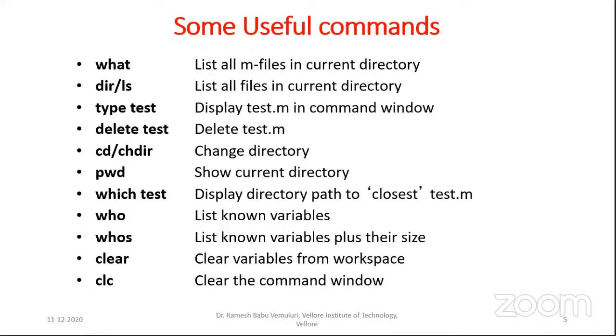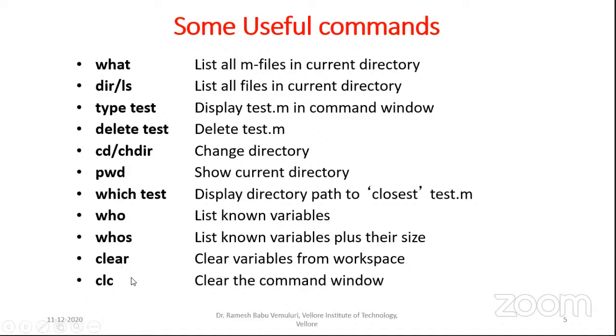And type test displays test.m in the command window, and delete test will delete test.m. cd is change directory. pwd means show the current directory. And which test displays the directory path for test.m. who lists the known variables, and whos lists the known variables plus their size.